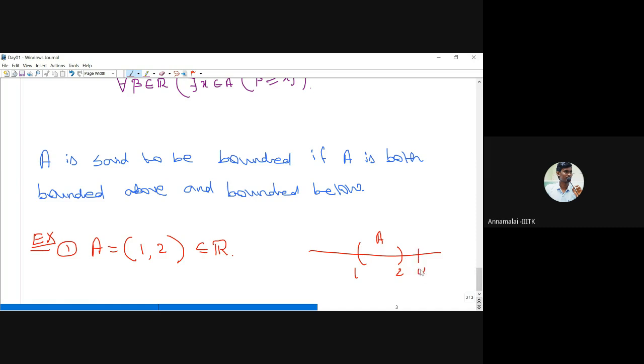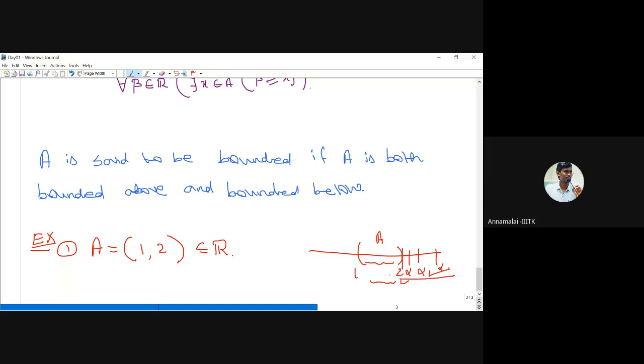Suppose you fix alpha here, then every element of A is always less than or equal to alpha, therefore alpha is an upper bound. Or you can take alpha here, this is also an upper bound. Even you can take 2, because 2 is not included, that is not an issue. If you take 2, that is also an upper bound, because every element of A is always less than or equal to 2. Or if you take any element more than 2, it is always an upper bound.